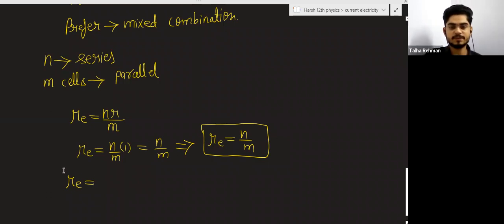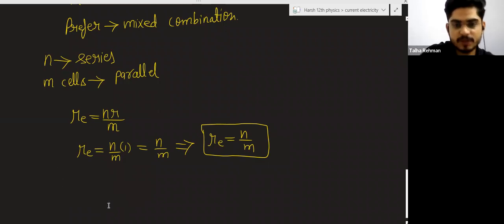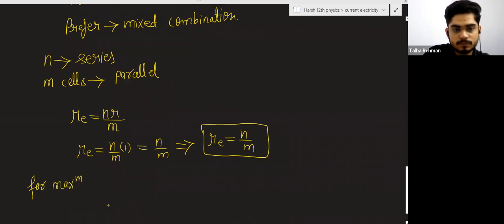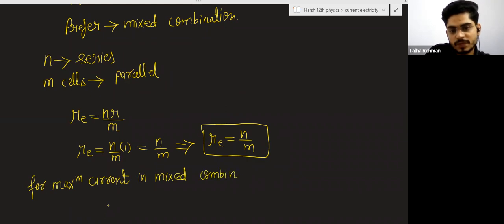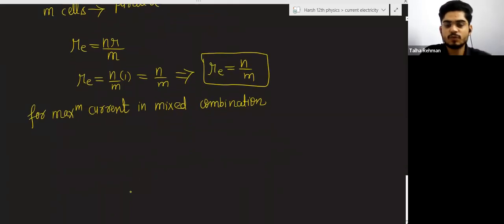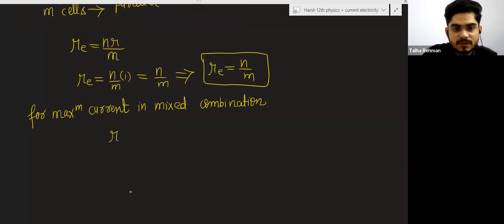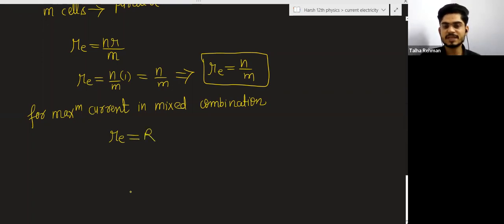One thing more is very important here. For the maximum current in mixed combination, the internal resistance of the circuit is equal to the external resistance. I have told you this, or not?